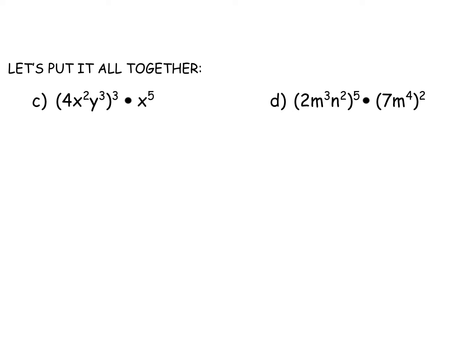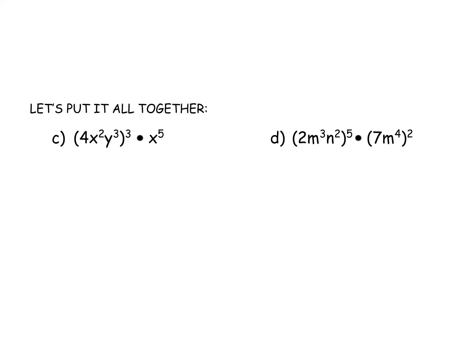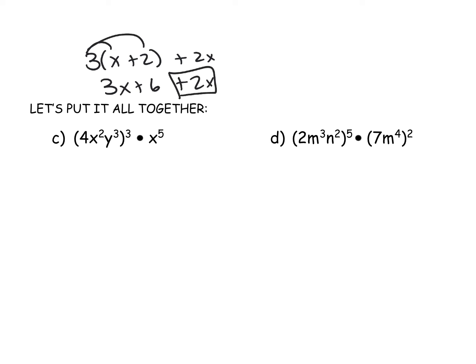It's interesting, my 7th graders today were doing things like this: 3 times x plus 2, and then adding 2x. These are very similar to each other when we're looking at the exponents. On a problem like this, when I did it with my 7th graders, they had to first distribute the 3, so we get 3x plus 6, and then plus 2x. They then had to combine like terms, and they got 5x plus 6. That was their final expression.